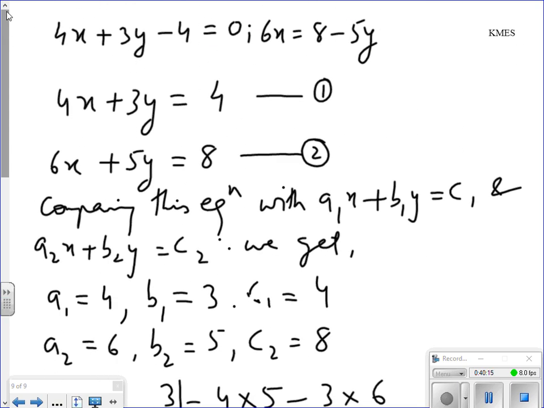Let us go back to the entire question once again. The equations that were given to us over here were not in proper format. We changed them into ax plus by equal to c format. Equation 1, equation 2. Step 2, we have compared these equations with a1x plus b1y equal to c1 and a2x plus b2y equal to c2, and we get the values of a1, b1 and c1 as 4, 3 and 4, and a2, b2, c2 as 6, 5 and 8. Complete this much. We'll pause a little here. You can pause the video and you can write it down in your notebook.